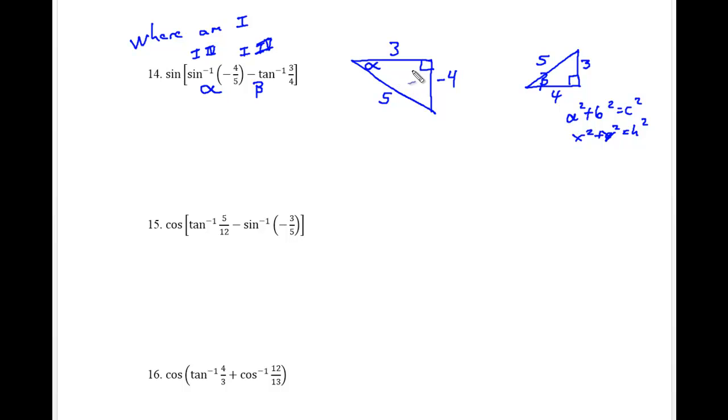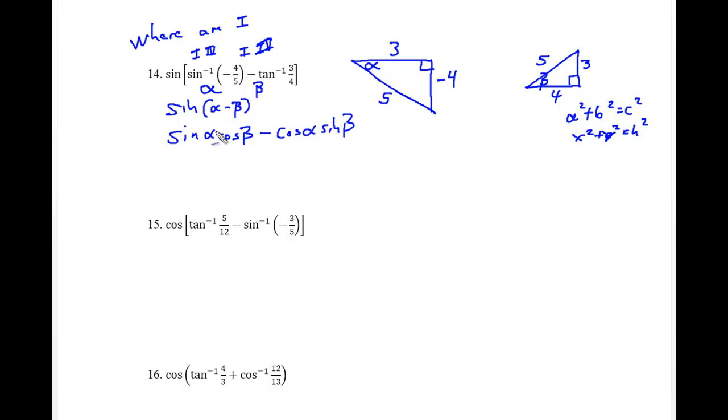Now I'm going to have my sine of alpha minus sine of beta. So this really is a sine of alpha minus beta problem, which I can then convert to the sine of alpha cosine of beta minus the cosine of alpha sine of beta. Now I go to my triangles and see where those interact.